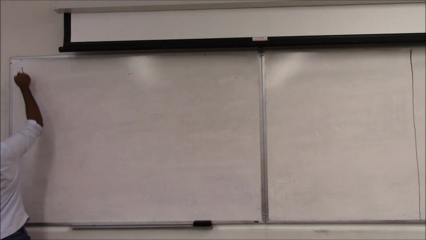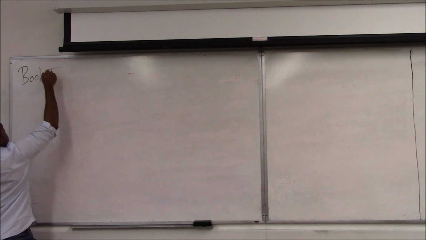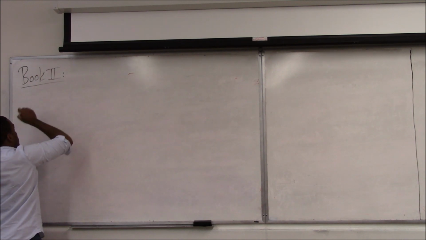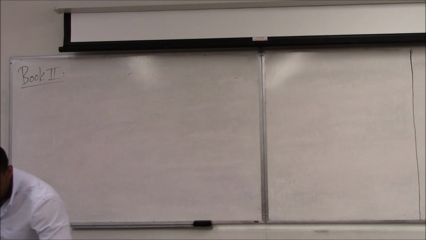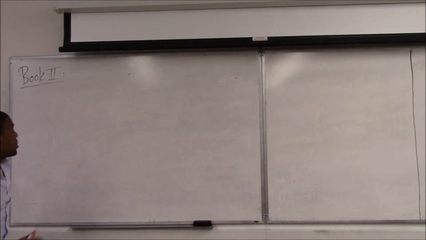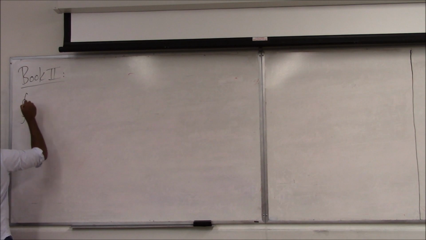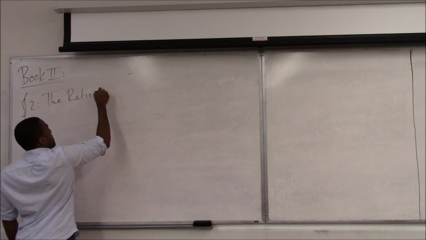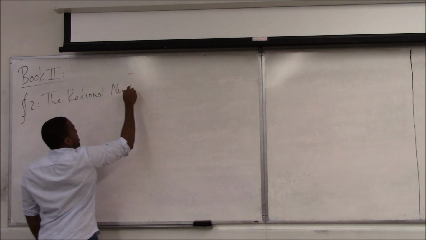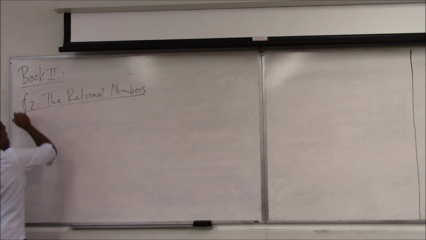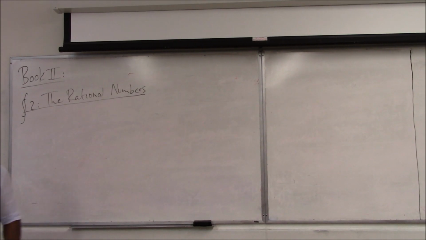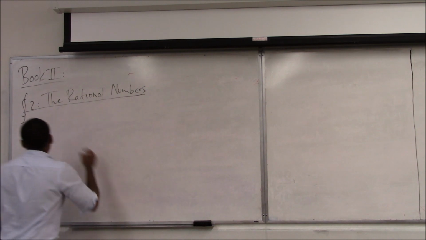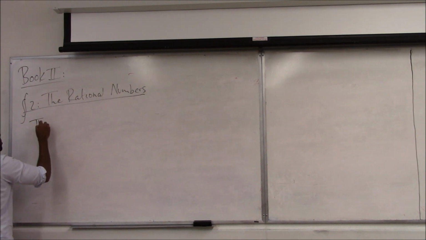Let's jump into it. We're in book 2, elementary analysis. I believe we're in section 2. We were talking about some of the rational numbers. We already know what these are, so we're just looking at some properties of them, and we ended with the rational roots of them.